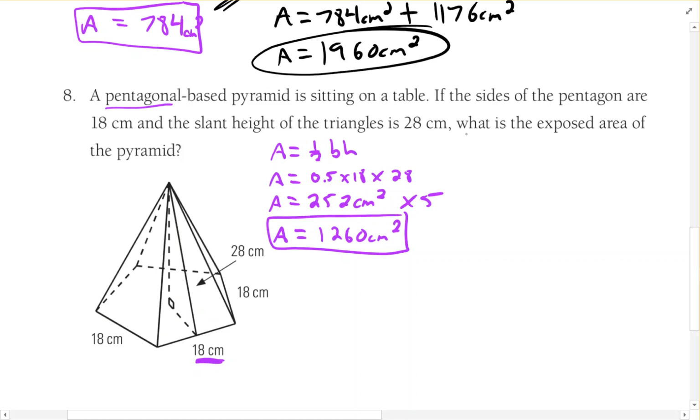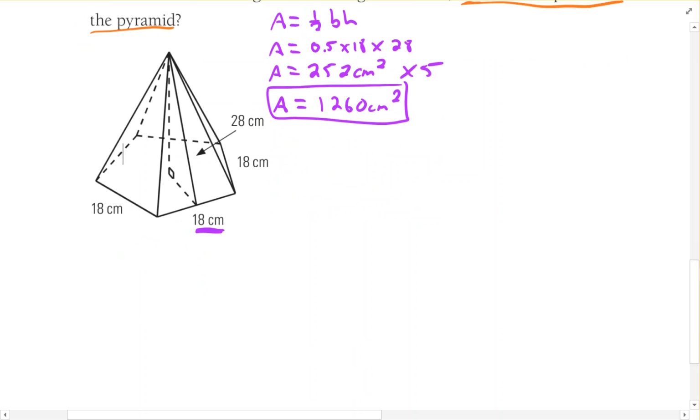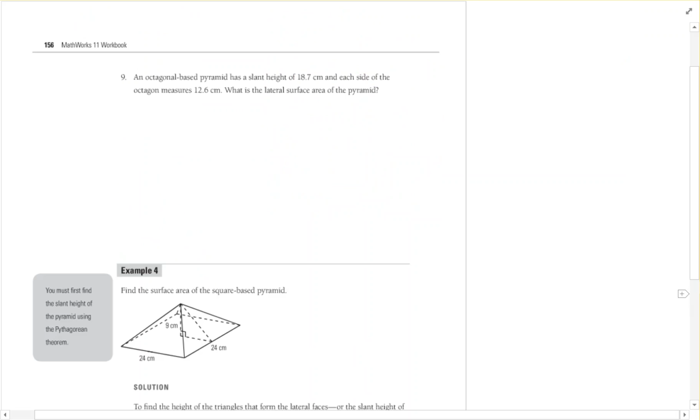This question said, what is the exposed area of the pyramid? So the exposed area would be everywhere above. The pyramid would be sitting on the ground. So the exposed area would actually be just what we just found there. So we don't even need to worry about finding that bottom part, which is good because as I was looking at it, that would actually be a little bit of work. Yeah, so that's the answer for that one. Okay, moving on.